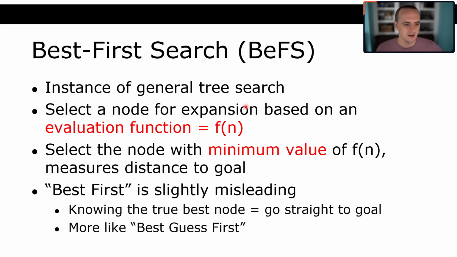And so best first is a little bit misleading, because if we knew the true best node, then we would go straight to the goal along the optimal path and there would be no search necessary, right? So best first search is kind of like your best guess first, right? It's not actually the best thing, because again, if we knew the best thing, we would know the optimal path. So it's like best guessed first.